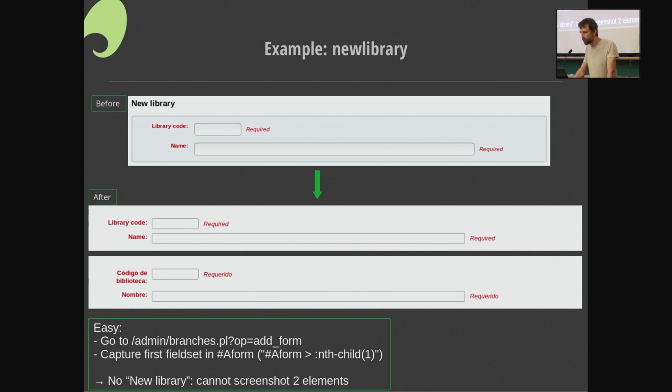Another example is new library. So Cypress Studio decided to take the first field set. There are other field sets in the page, but it decided to pick the first one. So we are still missing a proper selector, but also we are missing the differences between the two images, that we don't have a new library, which is a title, and I didn't manage to screenshot two elements. So I can just pick one, and here we would like to have two. So either we need to group the two elements in a different container, or we need to find a way to screenshot two elements.